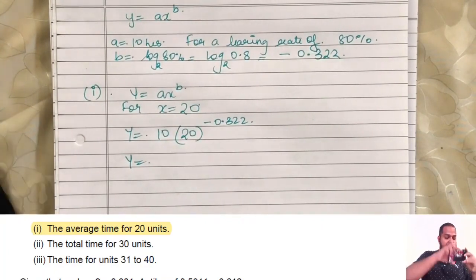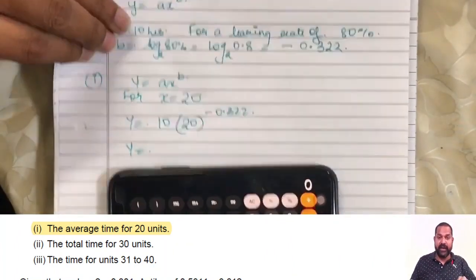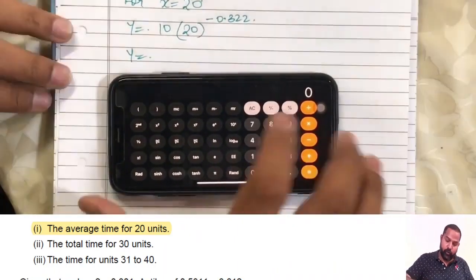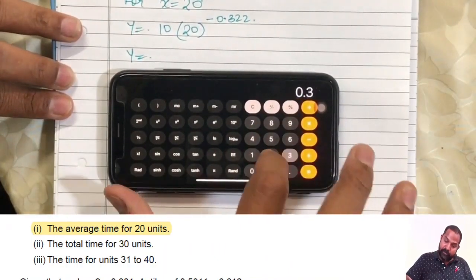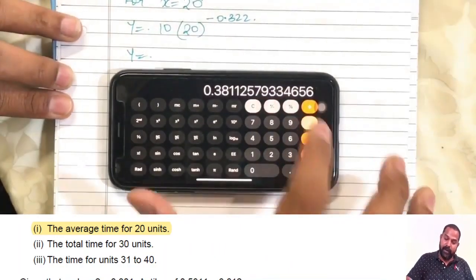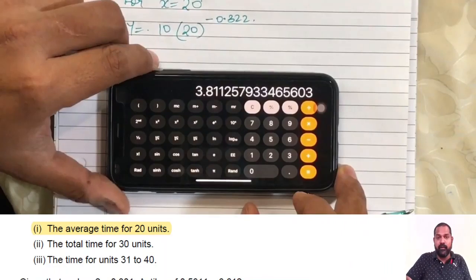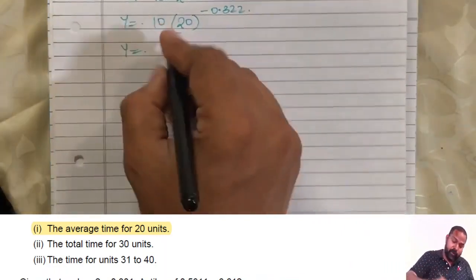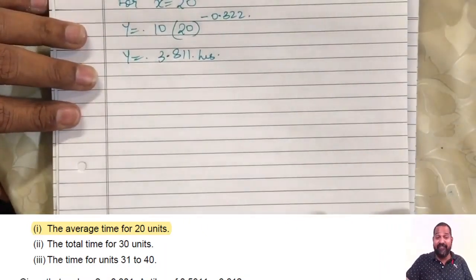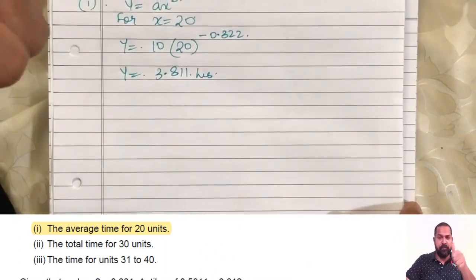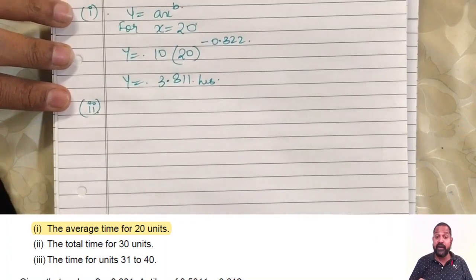So let's pull out our calculators. I need 20 raised to minus 0.322. So 20 raised to 0.322 but negative. Multiply that by 10 and you have 3.81125. So I am writing 3.811. So y is 3.811 hours, is the average time for 20 units. Perfect. Next they want the total time for 30 units.